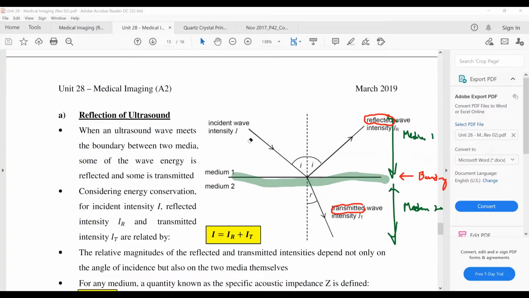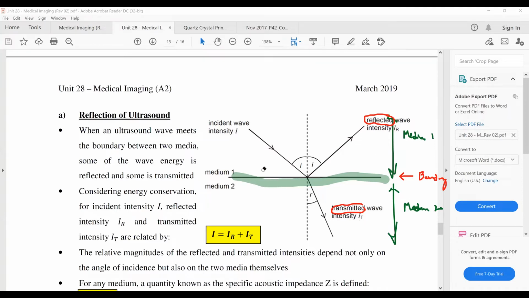So say for example, right now I tell you that the intensity of the ultrasound here is originally I. So once it hits the boundary between the mediums, it will split up. Part of it is reflected, part of it is transmitted. So you will say that intensity I is actually equal to the intensity reflected plus the intensity transmitted, because both of these came from the same intensity in the first place. Okay, this is the first relation that you need to know.